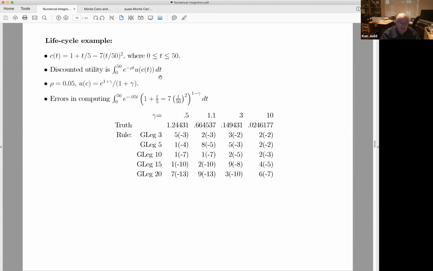And here's a little life cycle example where I'm doing discounting expected utility over 50 years with this utility function, et cetera. And here I do a 3-point Gauss-Legendre, 5-point, et cetera, with different gammas. So basically the point of all this is that as you use more and more points, things get better, which of course you know, because that's what the theory says, and no table in a lecture is going to violate the theory.